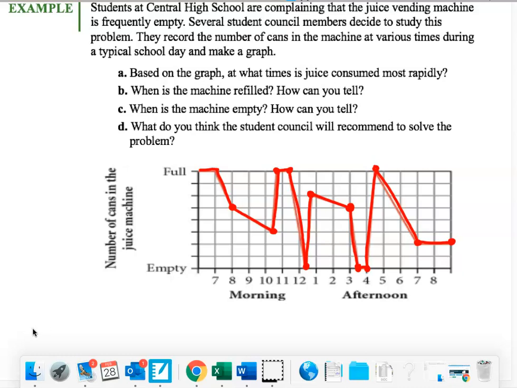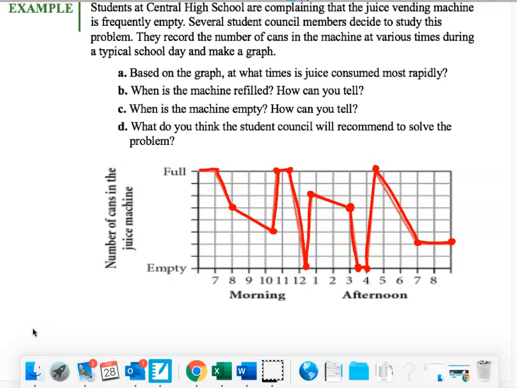Okay, when is the machine empty? 12:30 and 3:30 to 4. It's sitting there empty, right? Okay, so the complaint is the empty times. So is there something that we could do to help? Yes, Isaac. Buy more vending machines. That's fair.